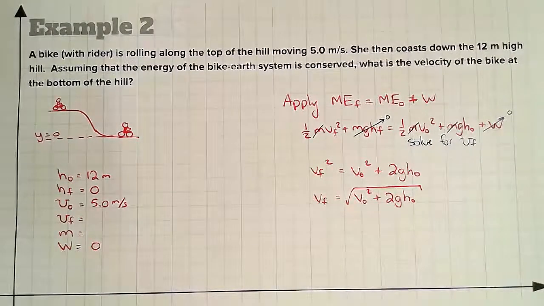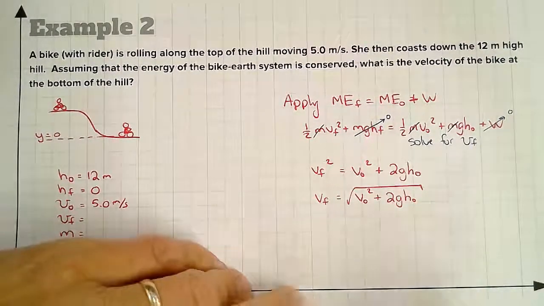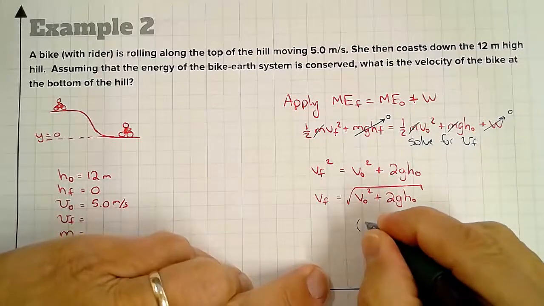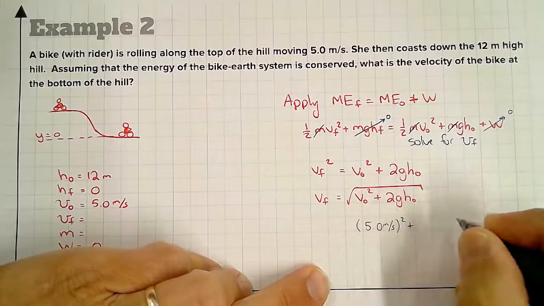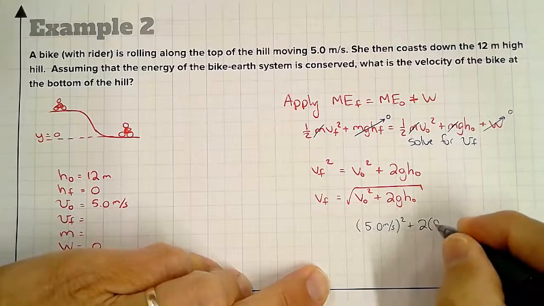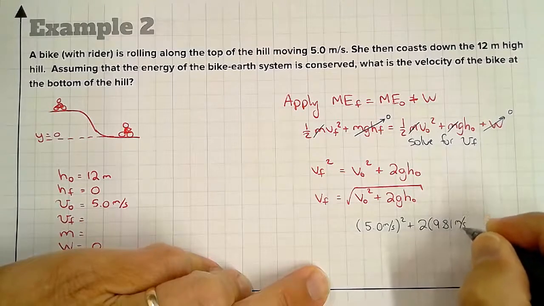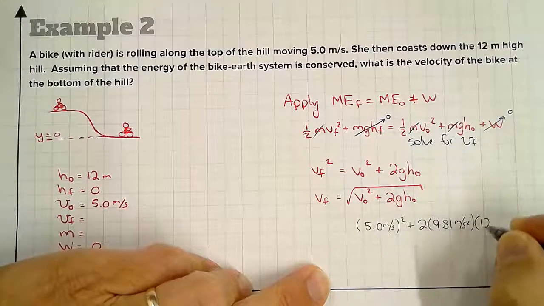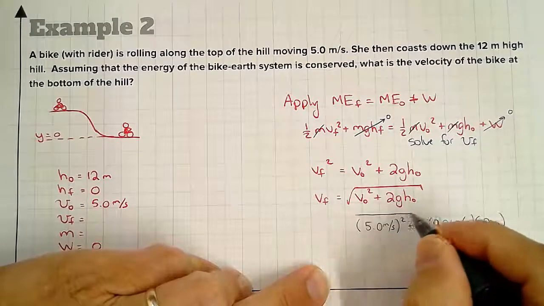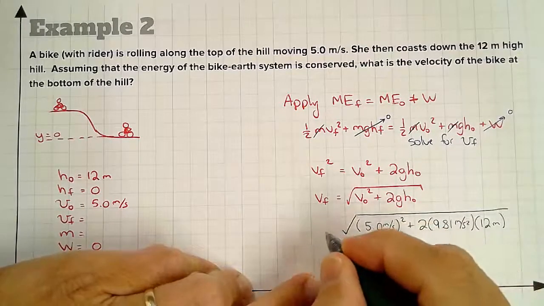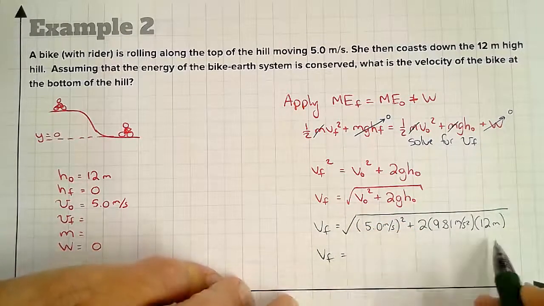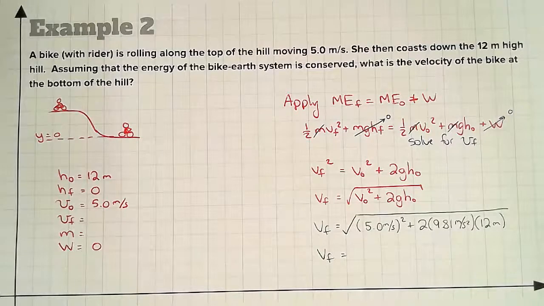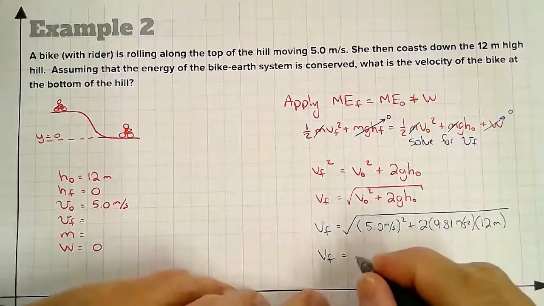I can now plug in my numbers just for fun. So I will have the initial velocity, which is 5.0 meters per second, squared, plus 2 times g, which is 9.81 meters per second squared, times the initial height, which was 12 meters, and it is the square root of that whole thing that is the final velocity. And so if I plug in my numbers here to my calculator, I can evaluate that expression, and I get a final velocity in the neighborhood of 16.1.